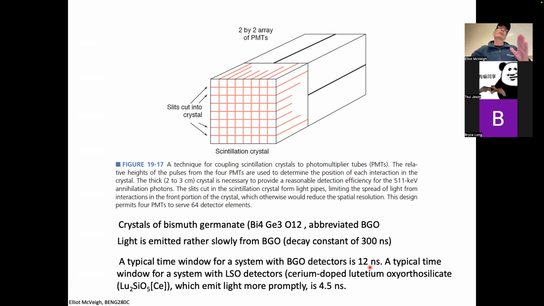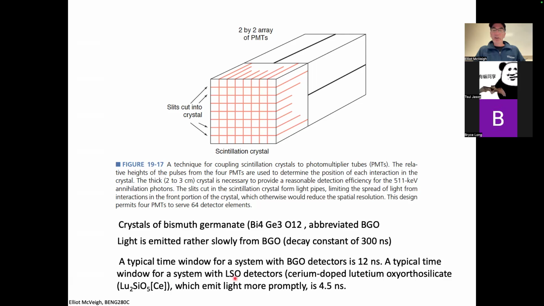Okay, so remember, let's go back. How long did it take a photon to get from our event out to the detector? It took about 1 nanosecond, right? So now we have a nanosecond, and we got a flash of 12 nanoseconds. So we're going to saturate our detectors if we just do it as fast as we can, right?